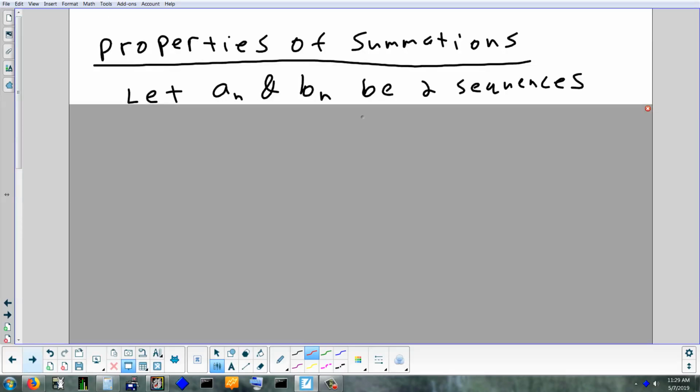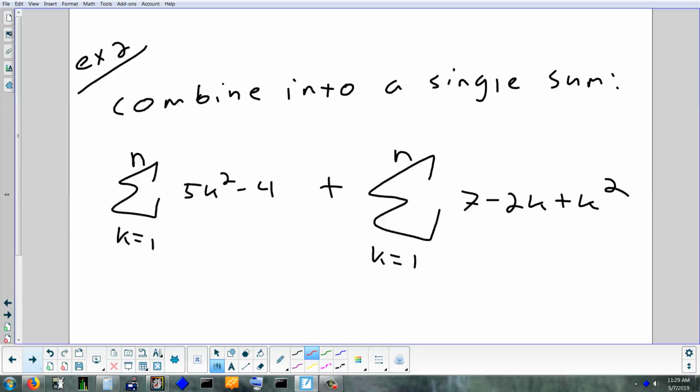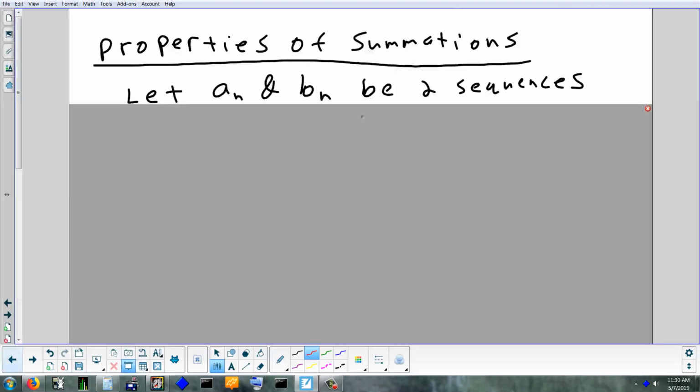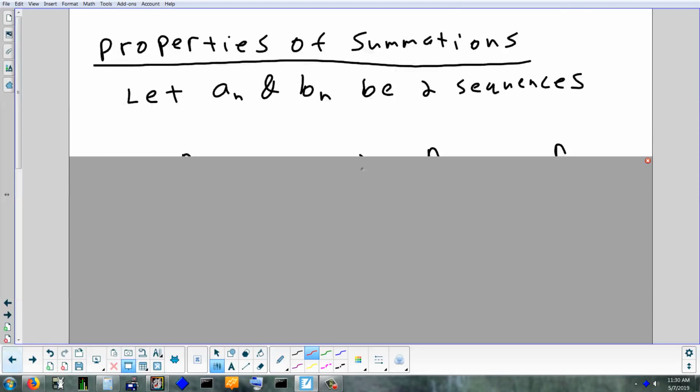All right. So now we're going to look at some properties of summations. I'm going to show you some properties that would basically let you do a problem like this. You have 2 separate summations. I'm going to show you how you can combine them into one. And it's pretty much what you would think. It's almost like combining like terms. You'll notice my sigmas get worse as I go on. If I'm going to draw it properly every time, it should look like that. But when I start drawing it quick, they get bad. So, all right. A sub n and B sub n just represent 2 different sequences.